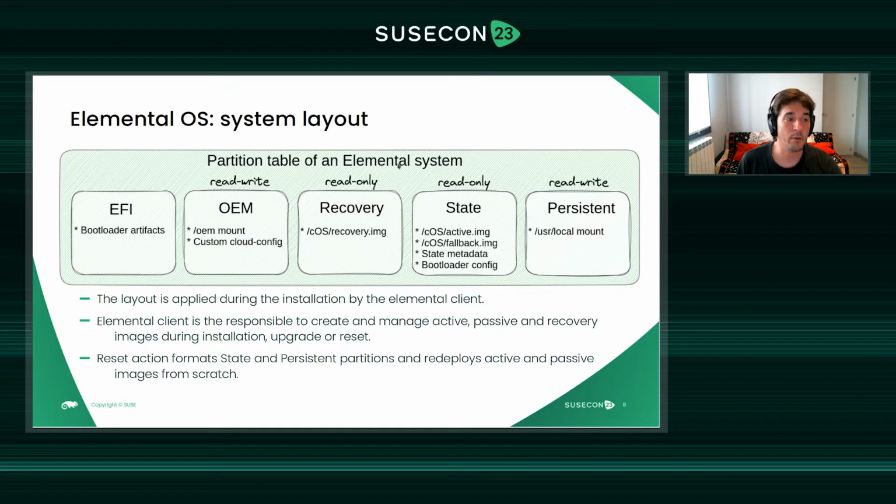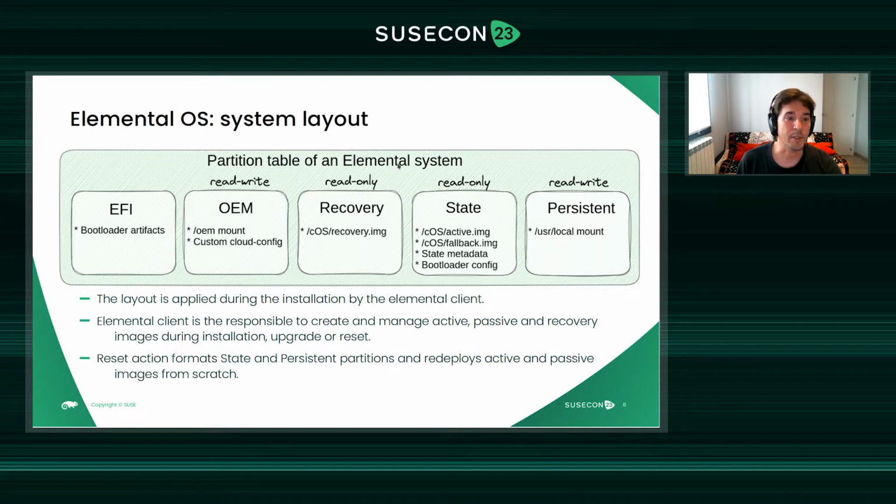Then there is the OEM partition. The OEM partition is a tiny partition that we use to store custom cloud configuration files. Nothing else than that, so it's just a tiny partition, and it's usually mounted with read-write permissions and persistent.